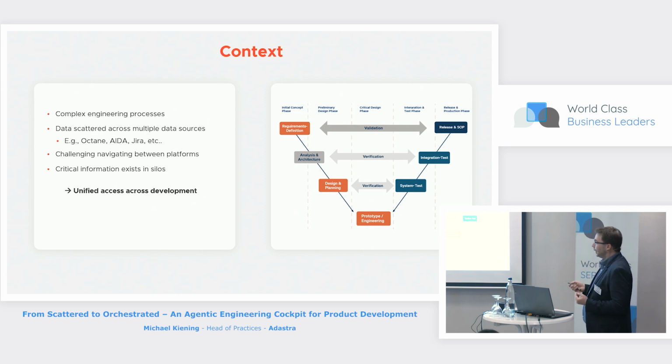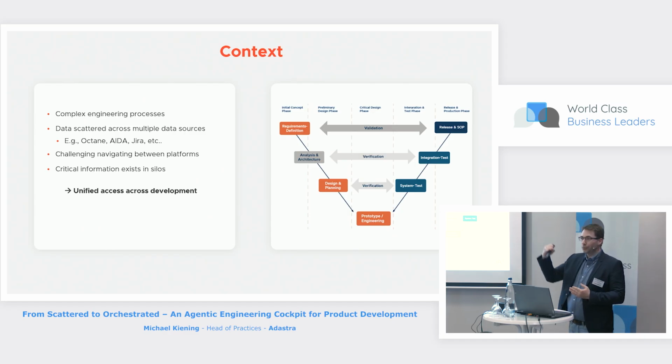So what do we need? We need a unified access for all these systems to bring the data together. And we need these connections between the things to get the data lineage. What effect do I have if I change one parameter during the process?